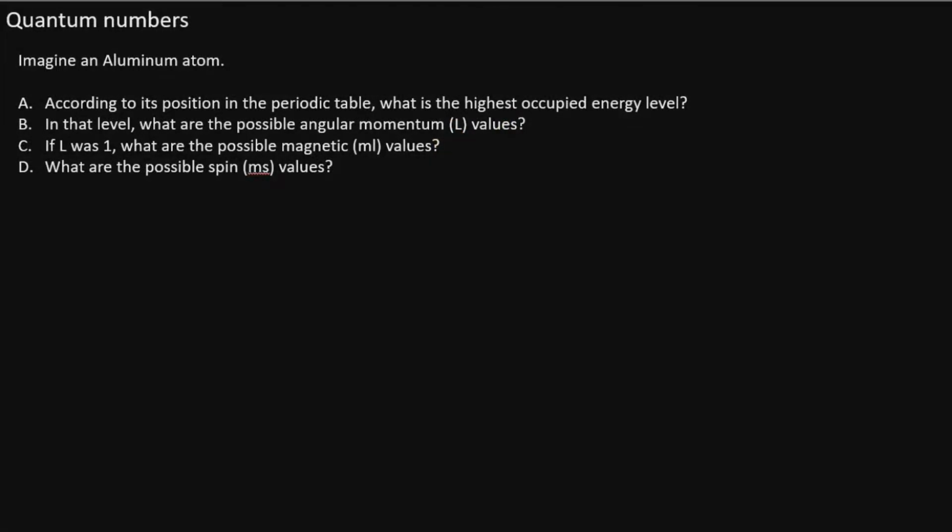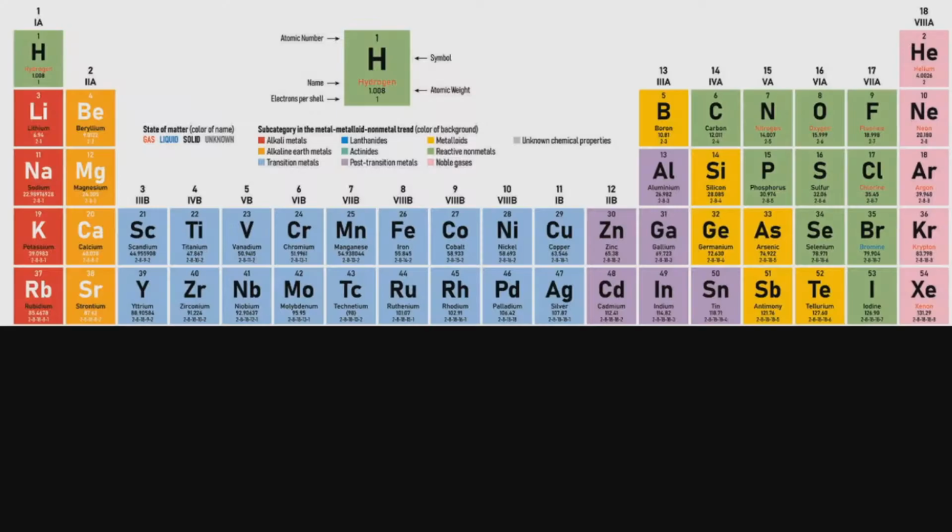In this question, we'll review quantum numbers. Let's imagine that we have an aluminum atom. Question A asks, according to its position in the periodic table, what is its highest occupied energy level? Let's go to the periodic table and find aluminum. Aluminum is located on the third level, element number 13.